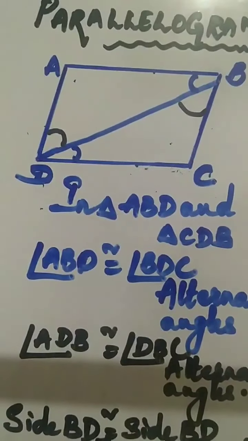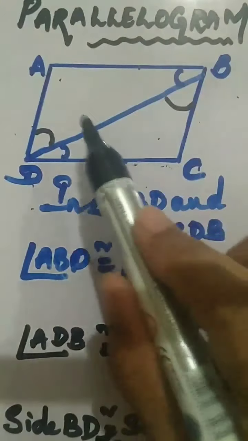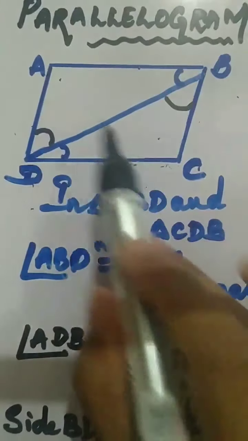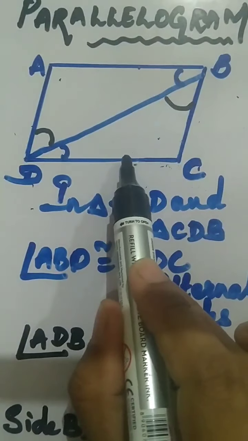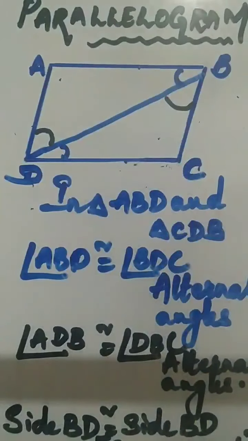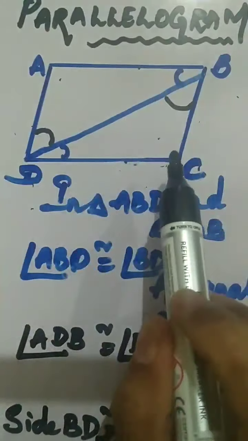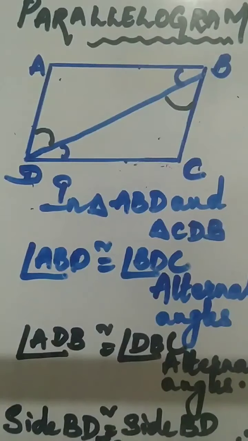How will you select? Now we proved that these two triangles are congruent. Now what are the parts of these two triangles? AB will be congruent to CD and AD will be congruent to BC, CSCT. If these two triangles are congruent, every part of the triangle will be congruent, no? So AB congruent to CD and AD congruent to BC. Reason you will write CSCT.